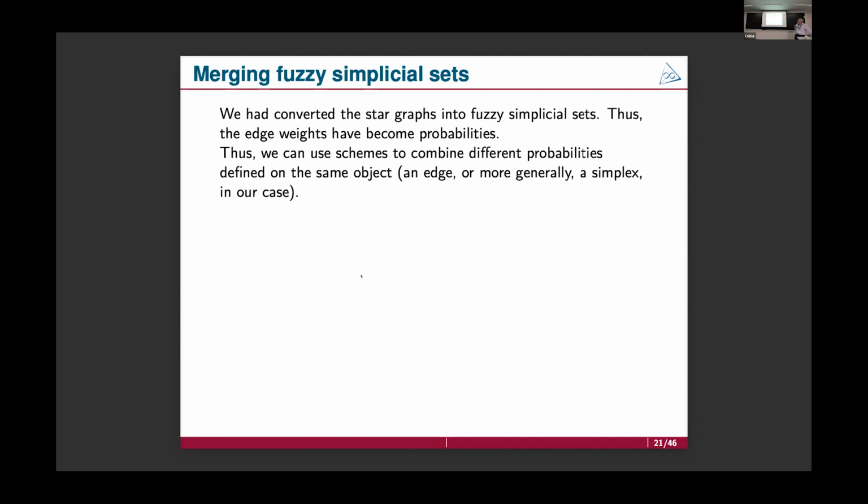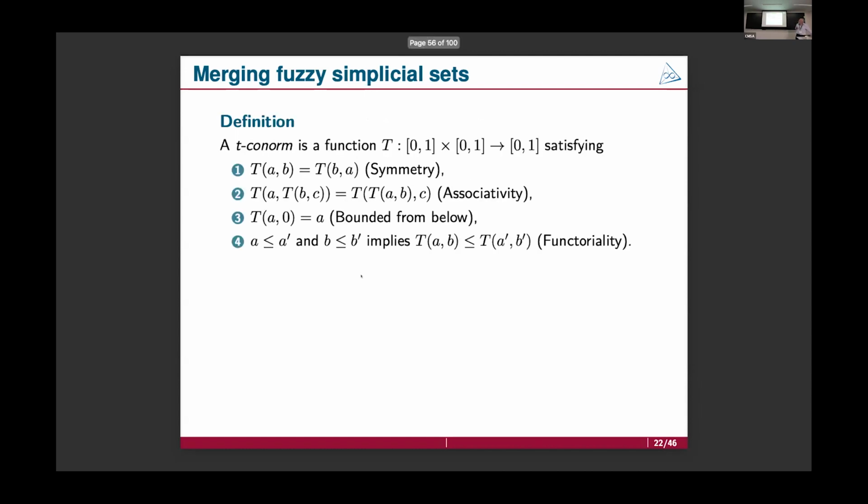And so now we can use schemes to combine different probabilities on the same object. As I already explained, the edges in general will have different probabilities. In fact, some of the probabilities may even be zero, when for one star graph the edge had the distance infinity, but it may also be possible that both are finite numbers, but they can still be different. And so therefore we need the concept of a T-conorm.